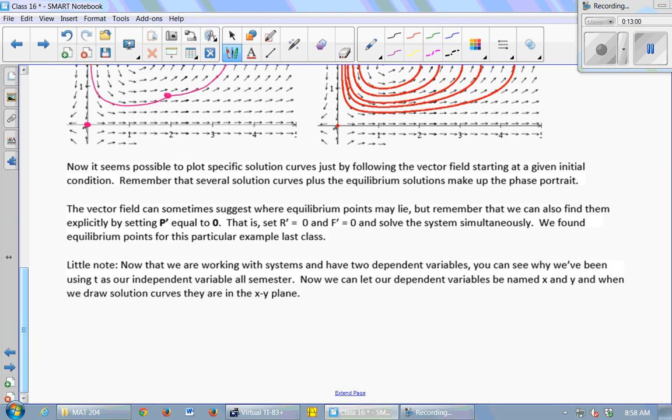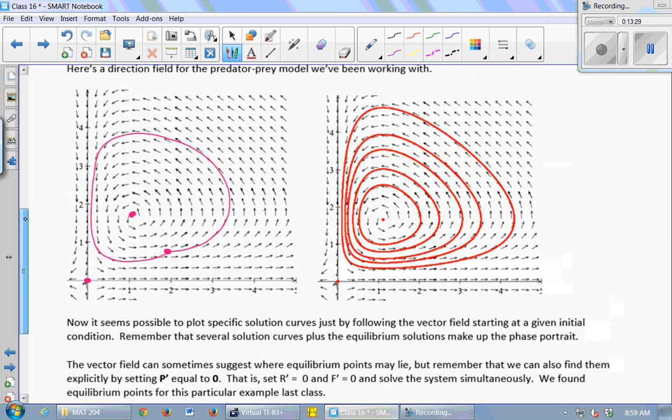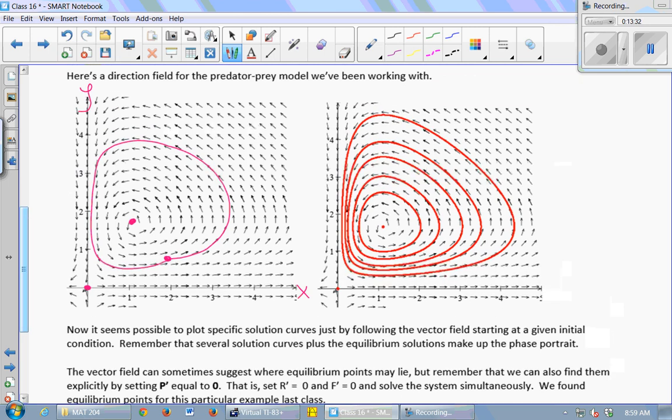So little note, you might have been wondering why we used t as our independent variable all semester so far. I was using dy/dt for all my derivatives instead of dy/dx. And there's two reasons. One is because almost all of our models use time as the independent variable, so we call it t. But now that we're dealing with systems, we can let x and y be our two dependent variables that both depend on time. And when you sketch solution curves, they end up in the xy plane. In this case, this was rabbits and foxes, but when you use more generic variables, it's x and y.